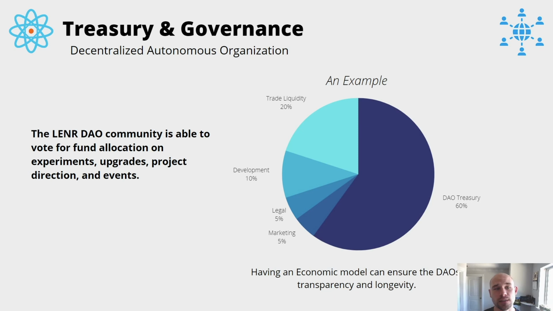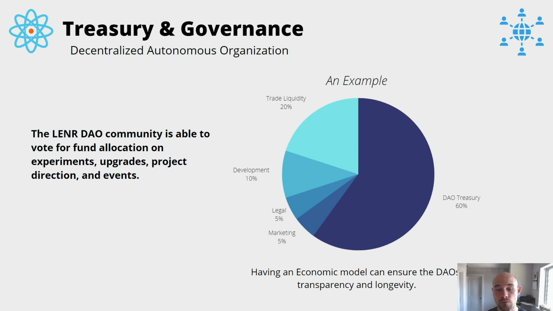So Treasury and governance. Decentralized autonomous organizations usually have a treasury, just like a foundation or any nonprofit. This is like the nonprofit of Web3. So the LENR DAO community is able to vote for fund allocation on experiments, upgrades, project direction, and events. So this is an example of what a treasury balance sheet would look like. You would have the DAO treasury having the majority of the finances that everybody could vote on which direction that can go. Then you usually have some trade liquidity for the exchanges to be able to trade back and forth, and for people to do their market speculation and all that kind of stuff, because that's usually the way it goes in a free market.